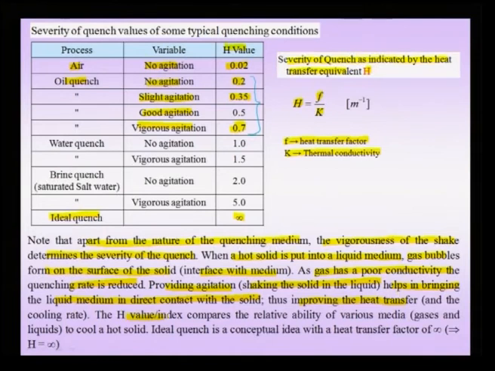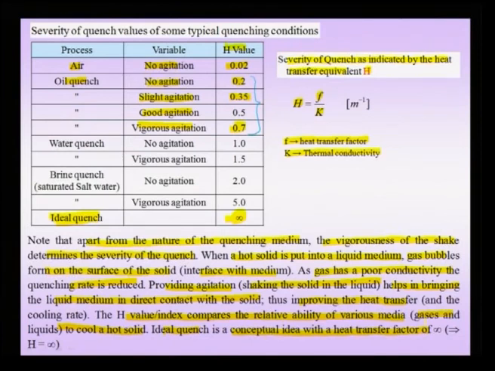The H value or index compares the relative ability of various media, that means the gases and liquids listed in the table we are seeing above, to cool a hot solid. Of course, we have already seen that the ideal quench, which is right at the bottom here with an H value of infinity, is a conceptual idea with a heat transfer factor of infinity. So, this is an important point to note: even though I expect a certain medium to cool at a very fast rate, formation of gas bubbles can impede this process, especially very locally where the gas bubble is forming.